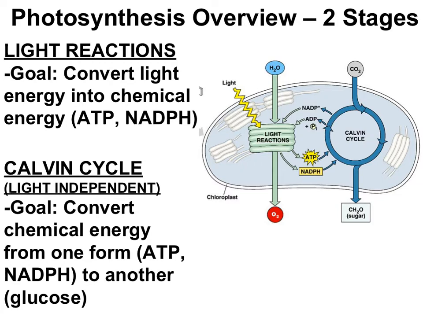Sometimes people mistakenly refer to the Calvin cycle as the dark reactions. Don't do that. You will be a biology hillbilly if you say the dark reactions. It's just plain silly, because the Calvin cycle can happen in the light or the dark. It just doesn't need the light to happen. Anyway, the energy from ATP and NADPH is used to reduce carbon dioxide to make glucose.